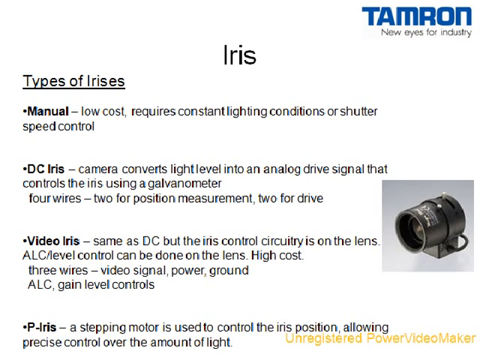The DC iris is the most popular type of iris. A DC iris is controlled by a galvanometer installed inside the lens. The camera converts light level information into a voltage that is used to control the iris.